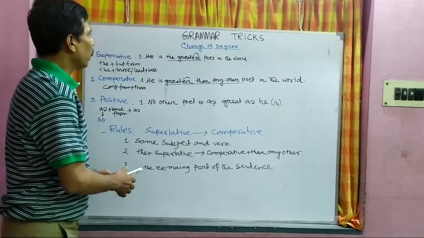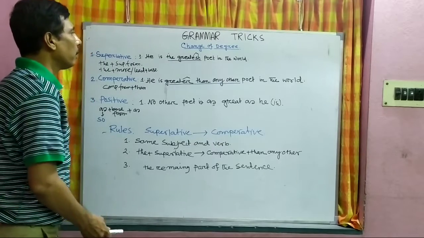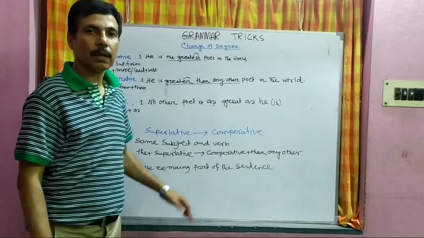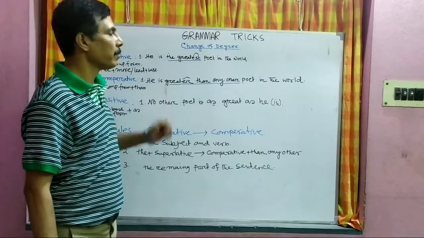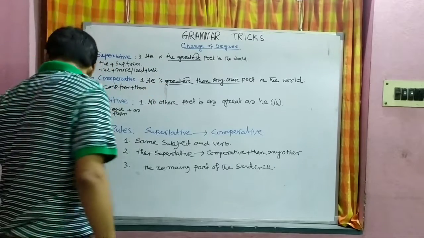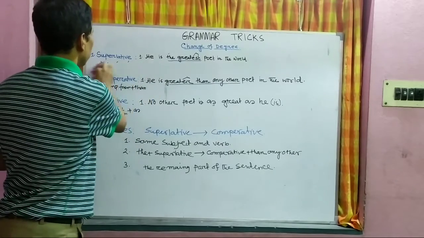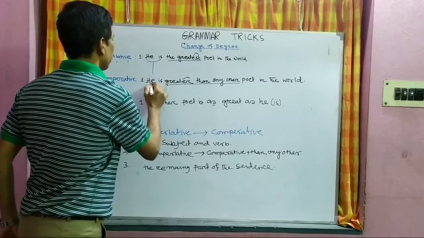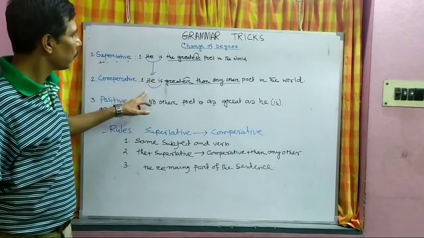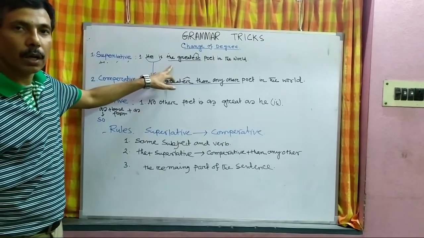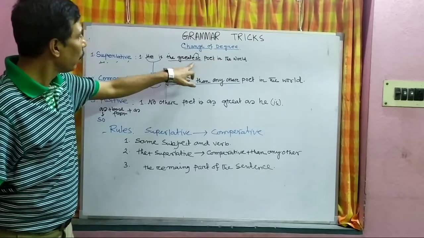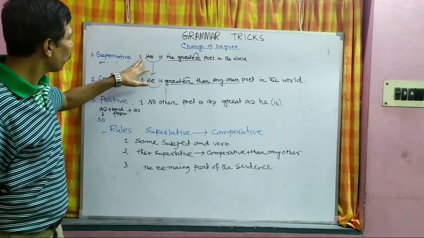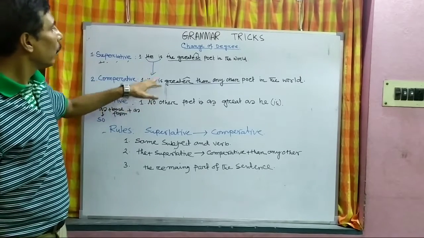Now we look at the example. Here I have already written: He is the greatest poet in the world. How can we change this superlative into a comparative sentence? He is, this portion becomes the same. Only this portion, the plus superlative form, is changed. Everything will be the same. In the superlative and comparative, both subject and verb must be the same. There is only one change.